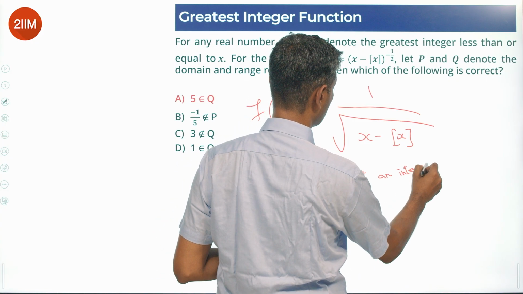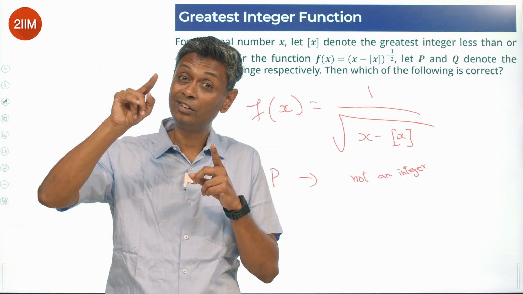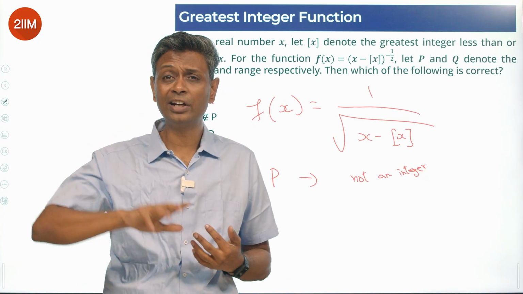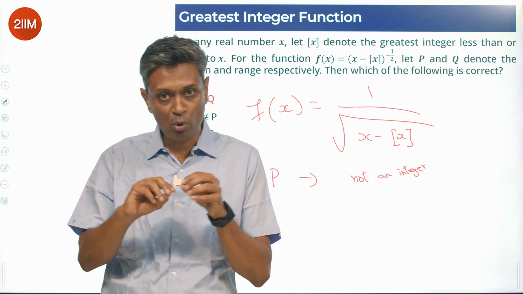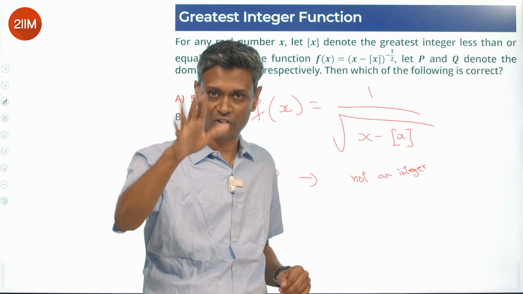Will everything else work? Yes. Will negative work? Yes. Greatest integer of x is the greatest integer less than or equal to x. So x minus greatest integer of x is greater than or equal to 0. As long as we avoid 0, we are good to go. So P is all real values except integers.